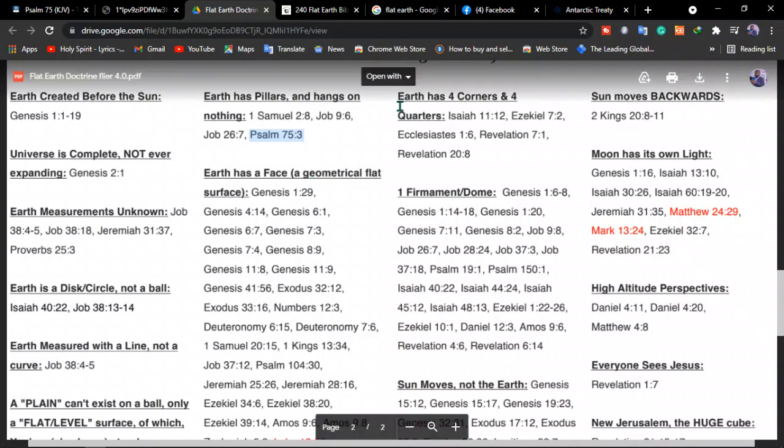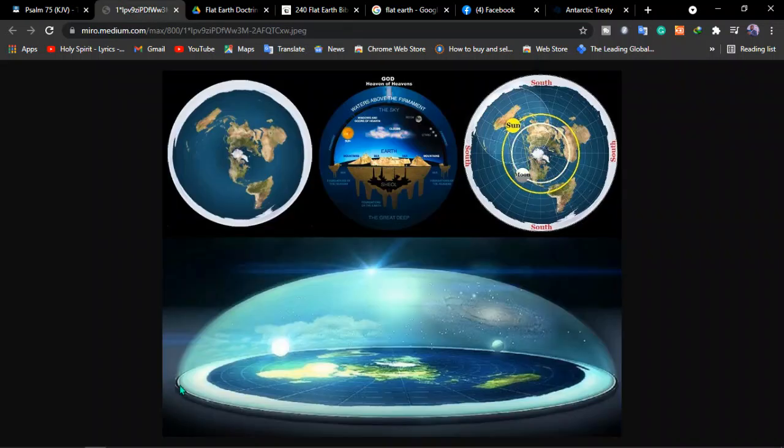Now, the earth has four corners and four quarters. The earth has four corners and four quarters. When you look at this, there is this corner, there is this, and there is this side. You can have the four corners of the earth, okay? Yes, I know it's a circle, but it has different corners. If an angel stands here, an angel stands here, an angel stands here, and another one stands here, they're already in the four corners of the earth. Are you getting the point?